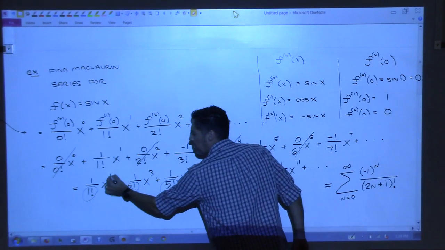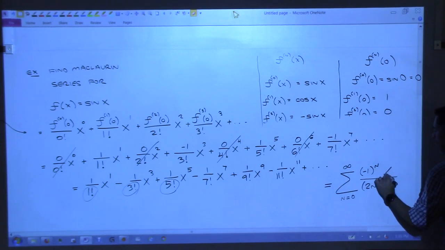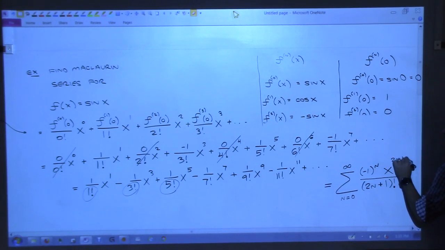And then what about the powers on x? These are all odd again: 1, 3, 5, 7, 9, 11. So I could just go x to the 2n plus 1 again. And this is our Maclaurin series for sine, right here. Now, your book has this written for you, and we'll use that later, not right this second. Your book has a list of common functions and what their Maclaurin series look like.